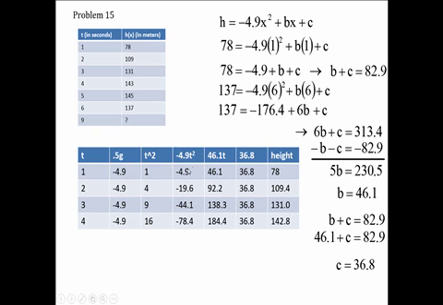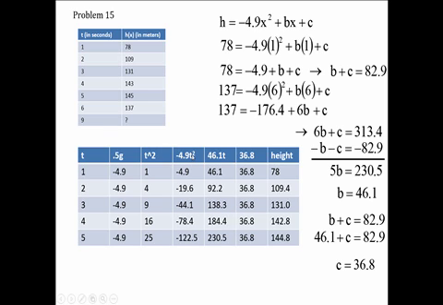When you have 4, you're doing 4 squared is 16. 16 times 4.9 is about 78. You have 4 times 46.1. Bring down your value for C. Add these up, you're getting 142.8. They rounded it off, didn't they? With 5, when you square 5, 5 times 5 is 25. 25 times 4.9. 5 times 46.1. Add these up, 144.8. They rounded off to 145. For 6, you're coming up with 137 exactly.